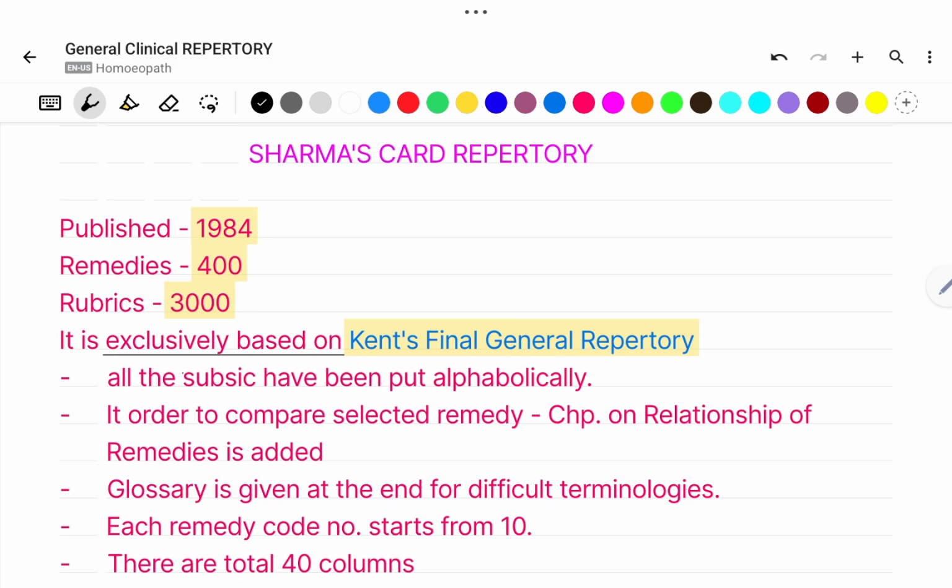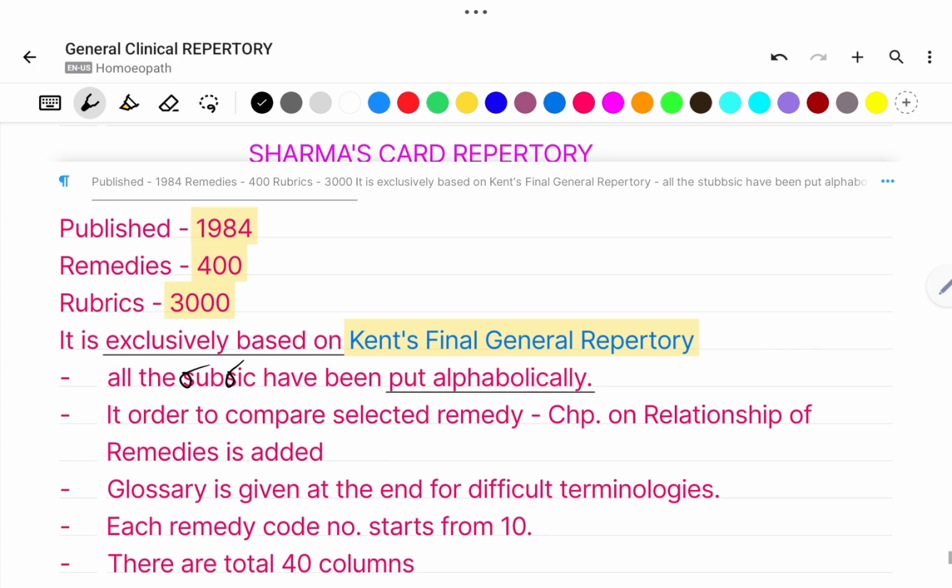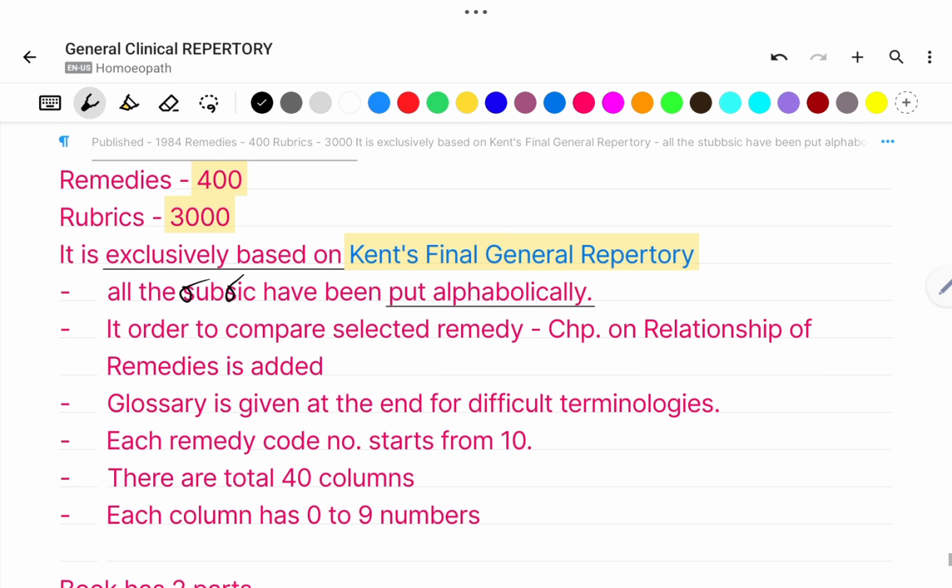All the rubrics have been put alphabetically in this. In order to compare selected remedies, a chapter on relationship of remedies was added. A glossary is given at the end for difficult terminologies. Each remedy code number starts from 0.